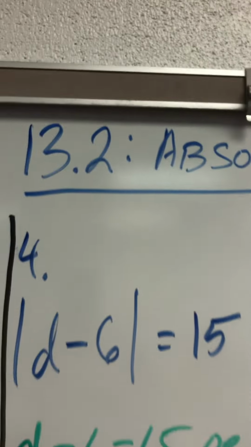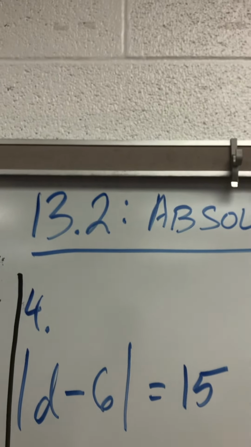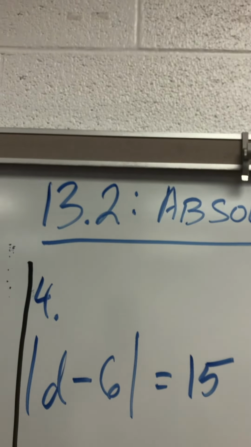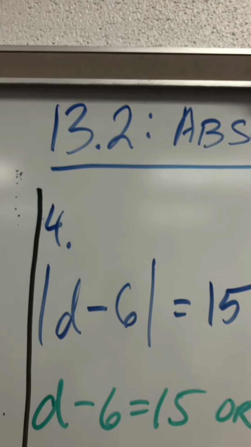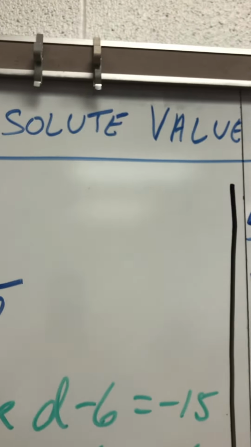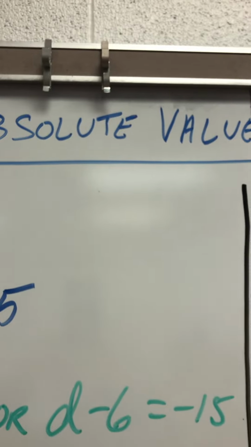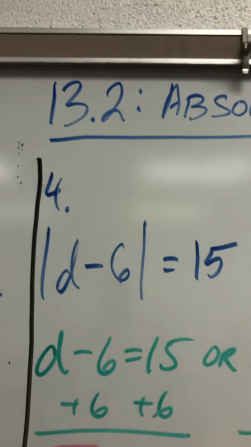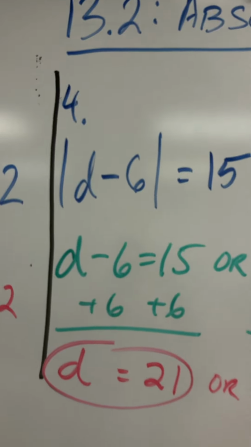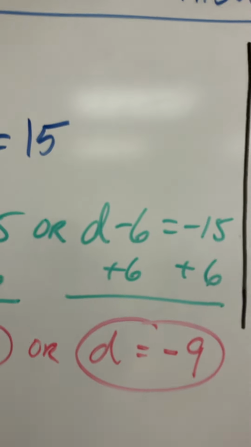Now, if the absolute value of d minus 6 equals 15, that means d minus 6 equals 15 or d minus 6 equals -15. So in both cases, you're going to add 6 to both sides. Here you get 21. Here you get -9.